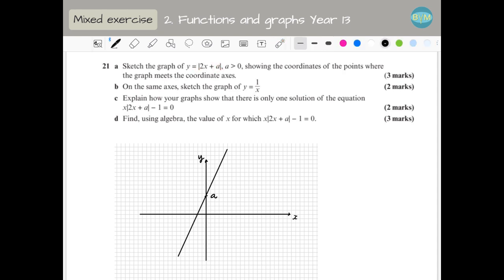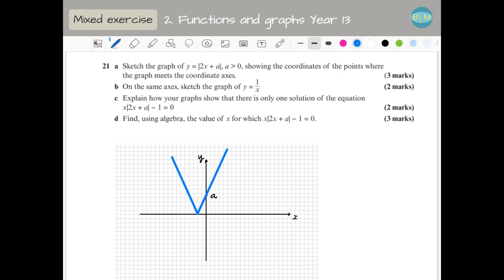When we apply the absolute value, everything that is below the x-axis will be above the x-axis. So our line is doing something like this. We don't need to represent this part; I just did it to be able to represent the graph.